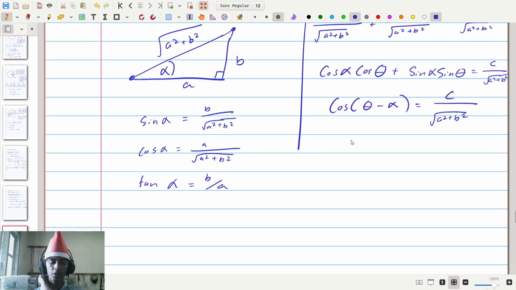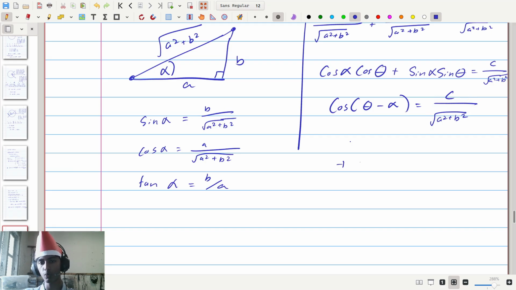Now here I want you to notice something. On the left hand side, we have just a trigonometric expression. Because of the fact that we know, for real angles theta minus alpha, the cosine of that value should be between -1 and 1, we know that the left hand side is between -1 and 1. Therefore, we know that the right side is also between -1 and 1.